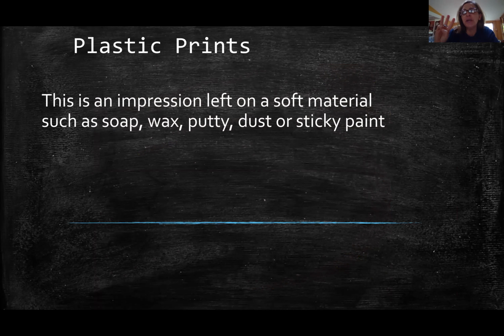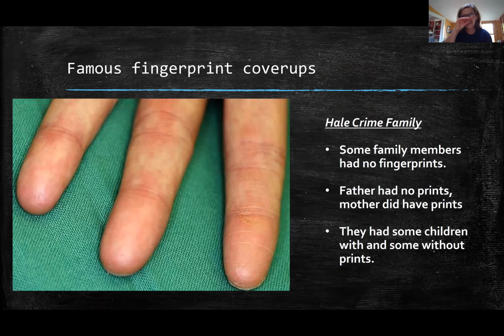So those are our 3 types of print that we were talking about this week. Our latent, which means invisible, our visible, or our plastic prints. Investigators are going to be searching a crime scene for those. Let's talk about a couple famous prints here.